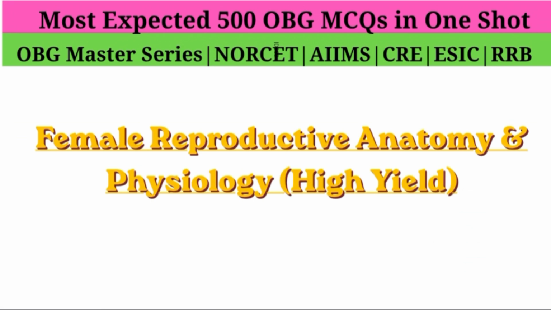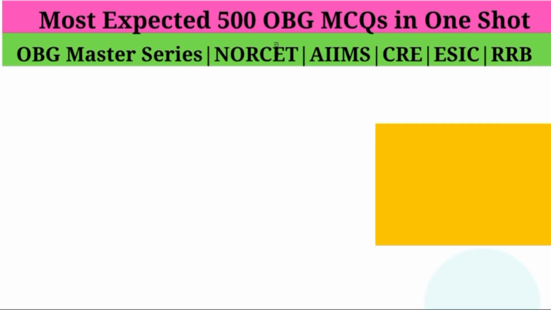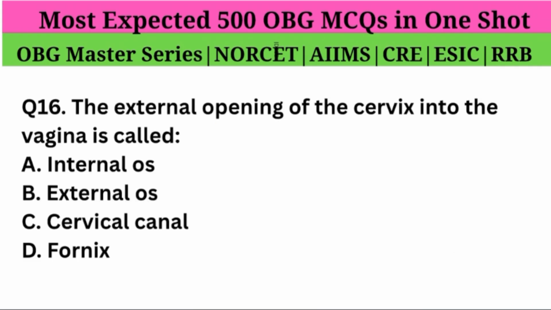Second topic, female reproductive anatomy and physiology. Question number 16. The external opening of the cervix into the vagina is called? Your correct option is option B, external os.